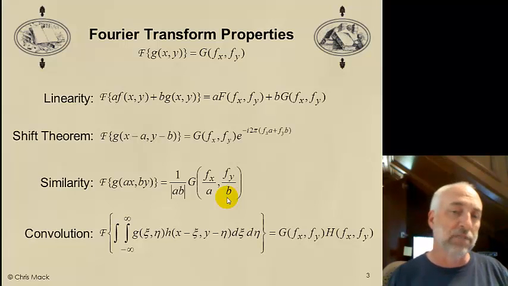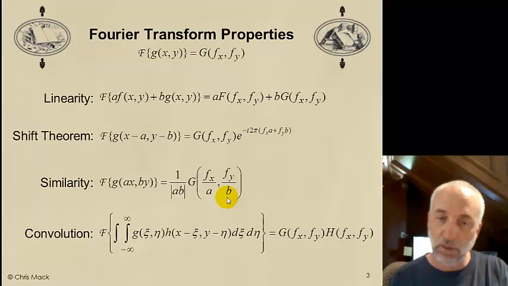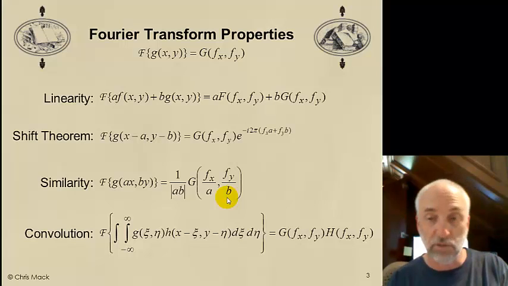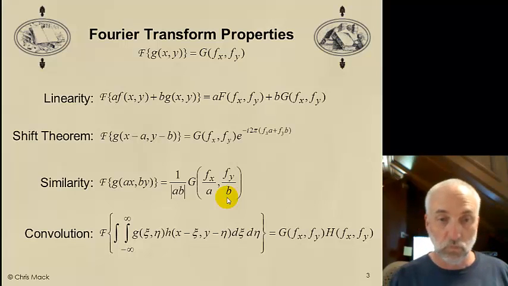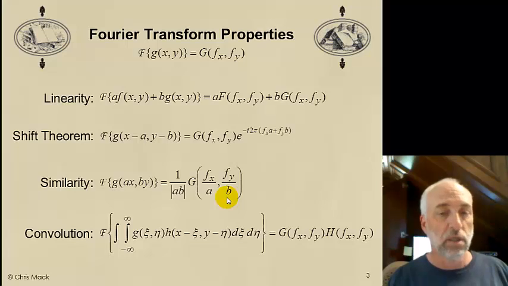And finally, convolution. The convolution theorem says a convolution in the mask plane turns into multiplication in the frequency plane. All right, those are just some properties of Fourier transforms, some of which might prove useful later.